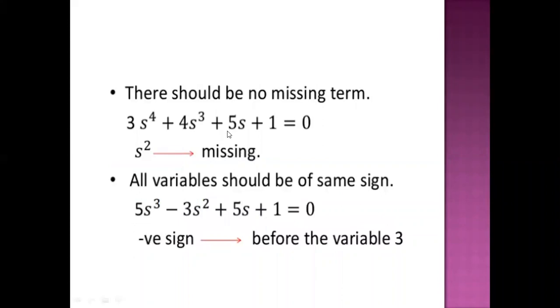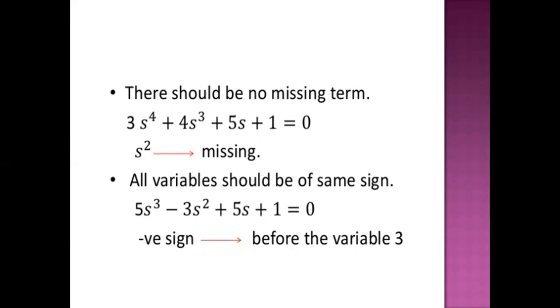So the necessary conditions are, first, there should be no missing term. That is, the coefficient should not be 0. In this case, you can see 3s^4 plus 4s^3 plus 5s plus 1 equal to 0. Here the s square term is missing, so the system will be unstable. One more condition: all the coefficients should be of the same sign. That is 5s^3 minus 3s^2 plus 5s plus 1. Here the coefficient of s square is negative, so the system will be unstable.